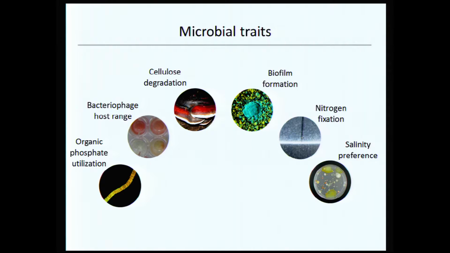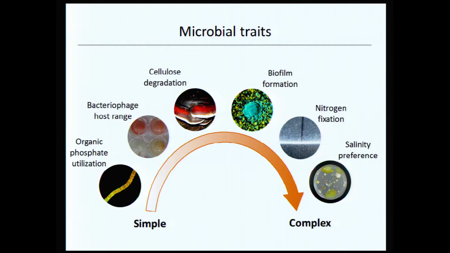For microbes, you can classify traits in many different ways, and one way I'm going to talk about today is thinking about traits in terms of a range from simple to complex. On the one end, a simple trait might be something like organic phosphate utilization. For this, you have to be able to produce an alkaline phosphatase, and that might only require one gene. A bacterium may only need one gene in order to produce this enzyme. I would call that a simple trait, because it might be picked up very easily, for instance, by horizontal gene transfer, and it may not affect many of the other processes going on in the cell.